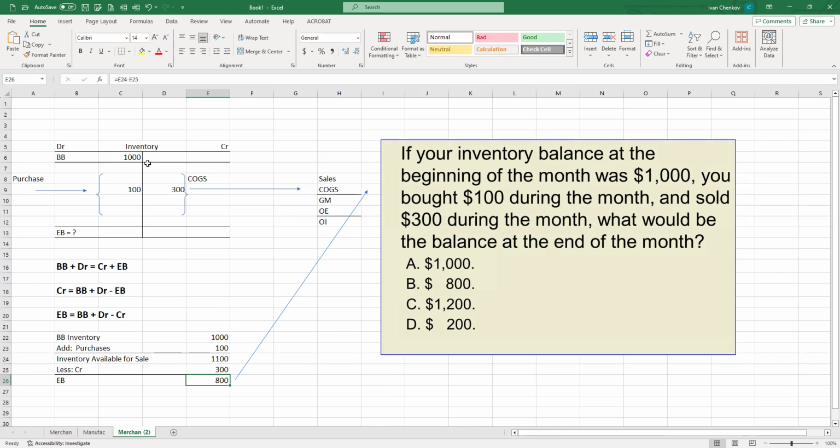Watch this. You have in your fridge 1 liter of milk. You bought 100 milliliters of milk. Then you use 300 milliliters. How many milliliters of milk are left in your fridge?